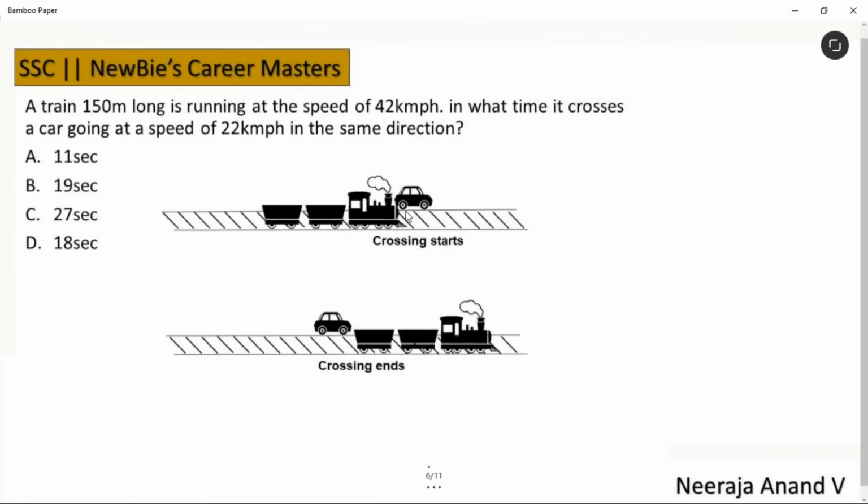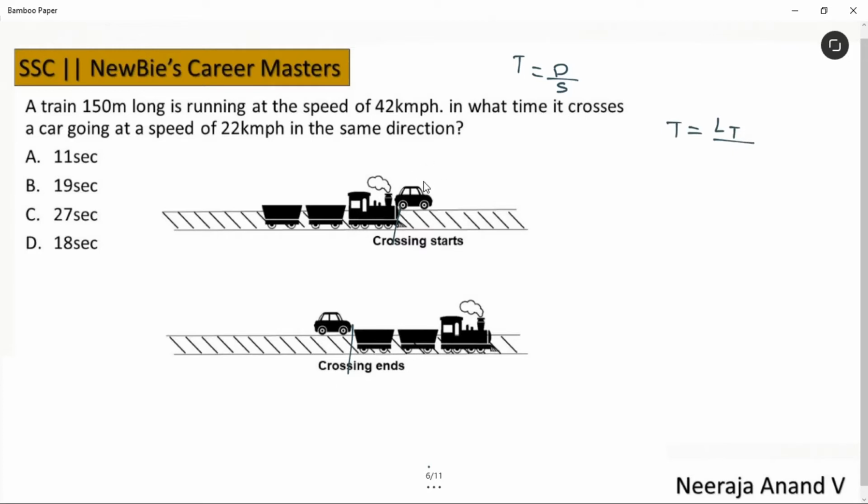See newbies, the crossing starts from here and the crossing ends at this. Correct? No. When the train crosses the car completely, the crossing ends. What is the time formula? Time is equal to distance by speed. Correct? Now, time taken to cross the car is equal to the length of the train, because the car length is negligible, so the train has to cover its own length.